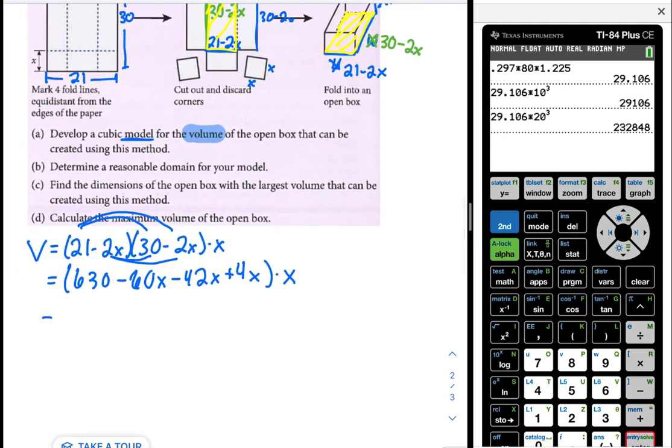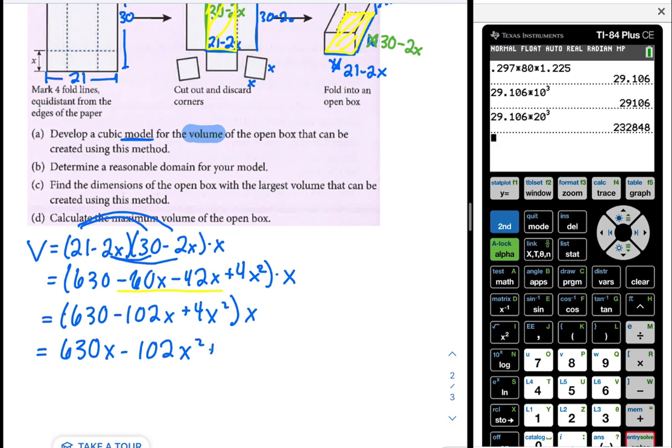And then we can simplify this further by combining our like terms. So these two are like terms. When I combine them together, I get 630 minus 102x plus 4x squared. And all this is times x. And then my last step is to distribute the x to all of these terms. So we have 630x minus 102x squared plus 4x cubed. And now this is the model that we're going to be using to talk about the volume of our shape.